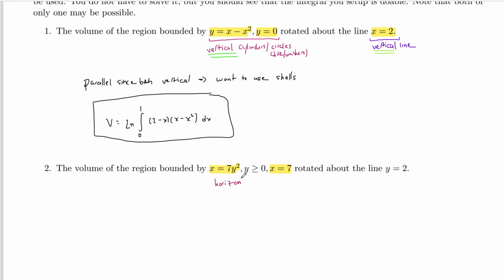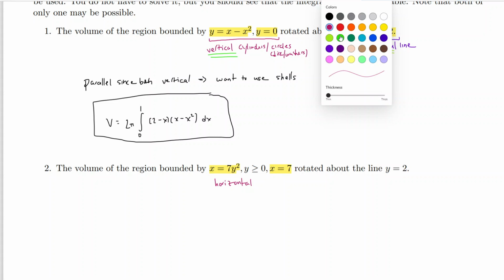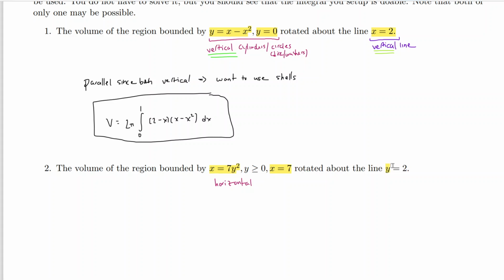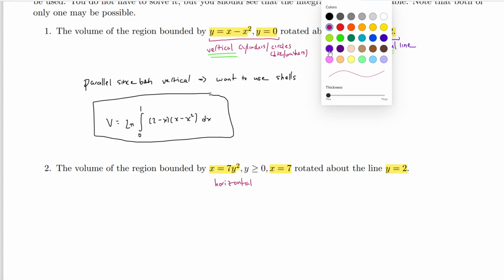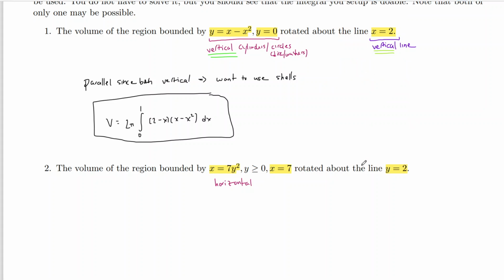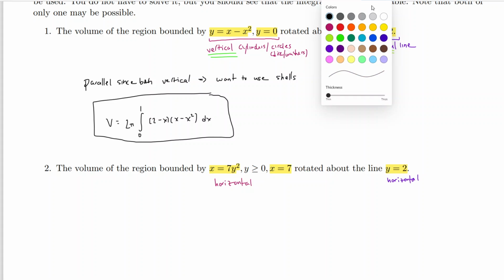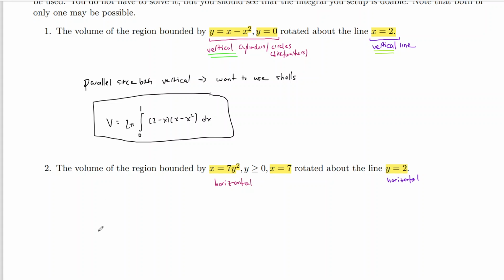So I'll just write horizontal now to save us some time. We don't know which one we want to do yet, but we want horizontal cylinders or circles. The other thing we want to highlight is what we're rotating about. We're rotating about y equals 2. Well, y equals a number is a horizontal line. You can see this is another problem where the setup is the same. We have horizontal and horizontal. That means they're parallel, so we should use cylindrical shells.